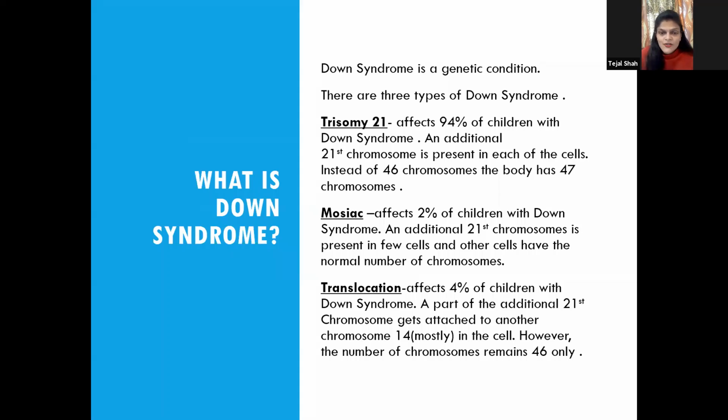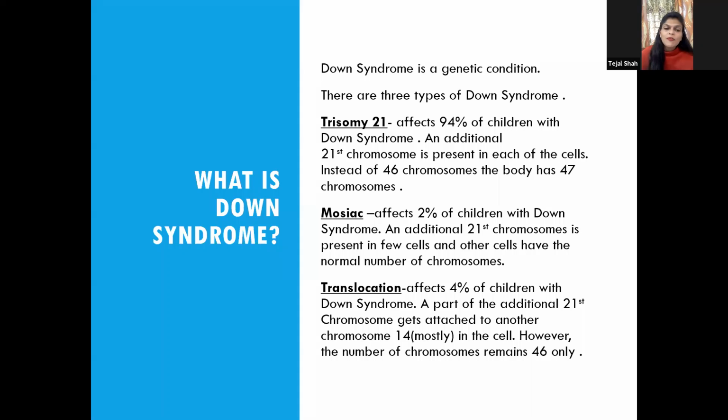So what is Down syndrome? It is not a disease. We don't catch it from anybody. It is a genetic condition. So there are three types of Down syndrome. Before we go into that, I want to tell you what Down syndrome is.